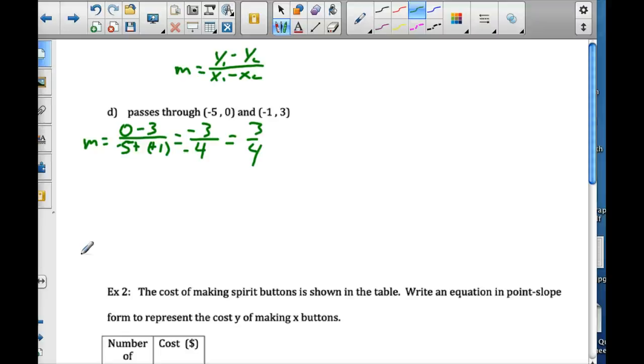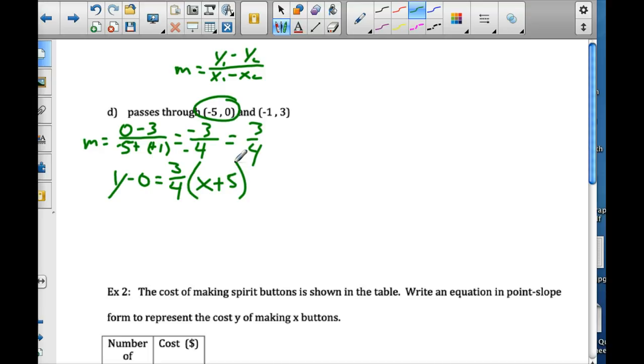Okay, Siobhan, which point looks easier to choose? First one. If one of the values is 0, guys, it's a little bit easier to use. So I'd use (-5, 0). You want to be a little risky? Choose the second one. Plug it in, Siobhan. You're doing great. y minus 0 equals 3/4 times the quantity x plus 5.